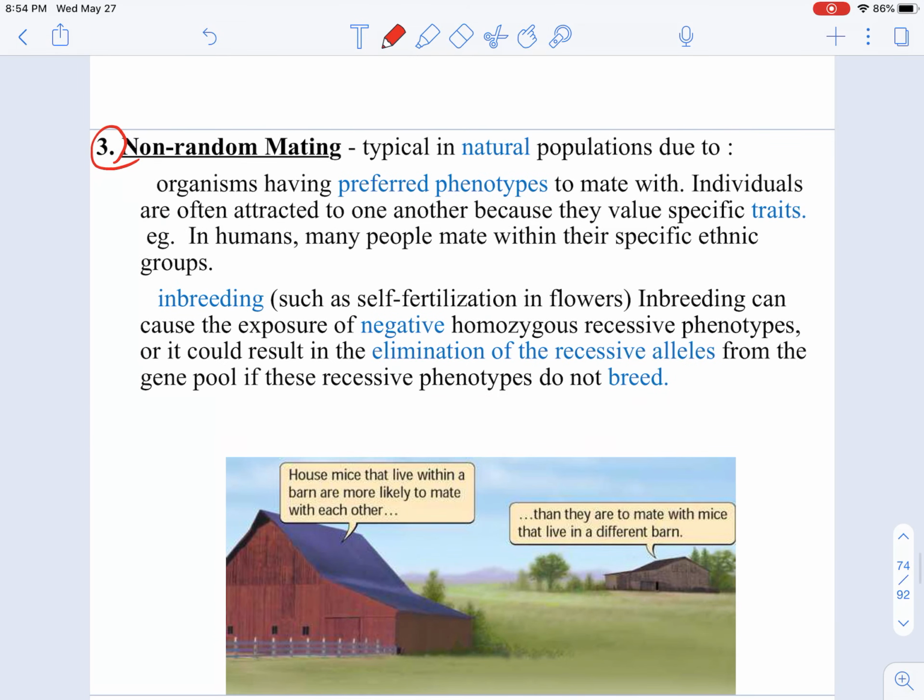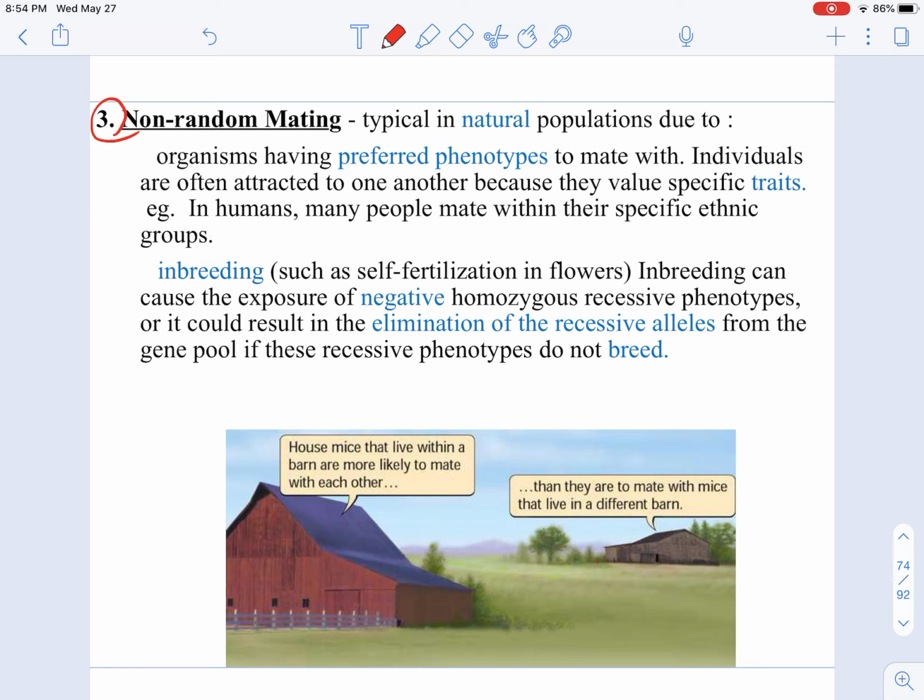Third one, non-random mating, means that what typically happens in nature is that it's not random that they mate with just any individual. It's typically non-random because there will be a preferred phenotype. So depends on the organism, but like the sage grouse prefers the mate to have really bright and tall long tail feathers and a big air sac in the front.